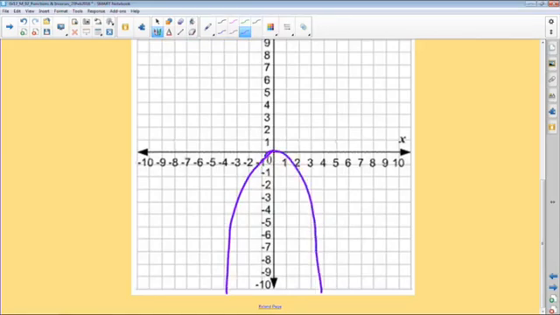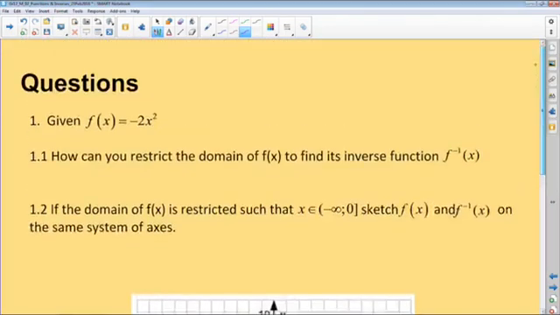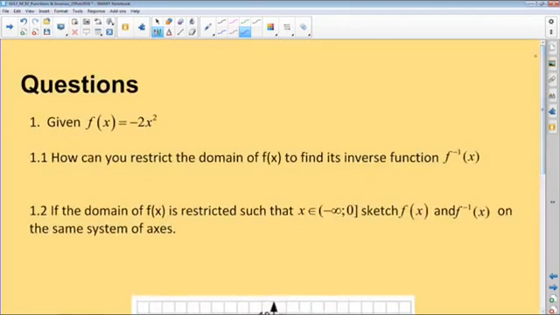Okay, so you have your parabola, and that's your minus 2x squared. Okay, we know that it's not a function. I mean, it is a function, but we know that it's a many-to-one function, so we know we have to restrict the domain of this graph so that we can find its inverse function, f inverse x.